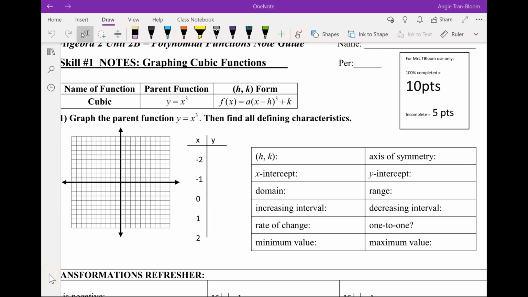Okay. Kids, are you ready? No. We'll start when you're ready.